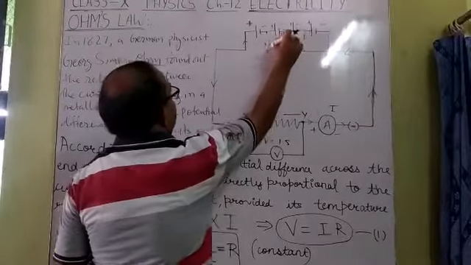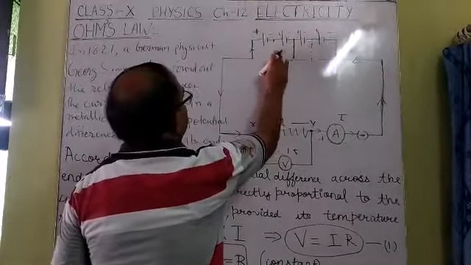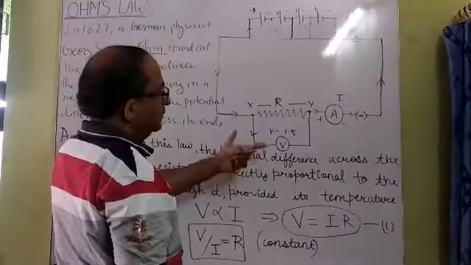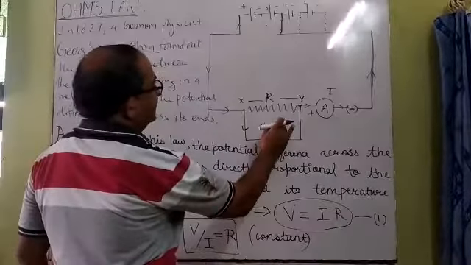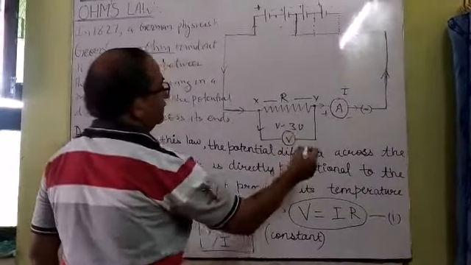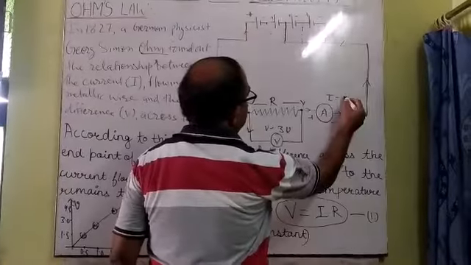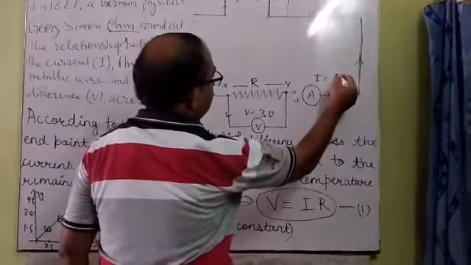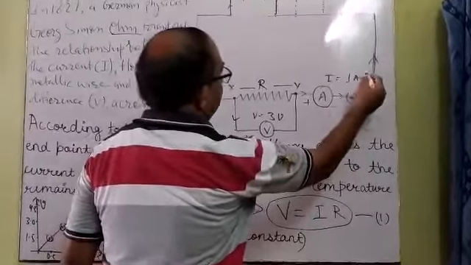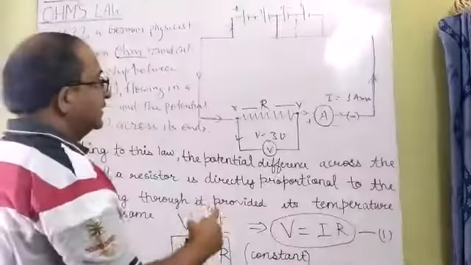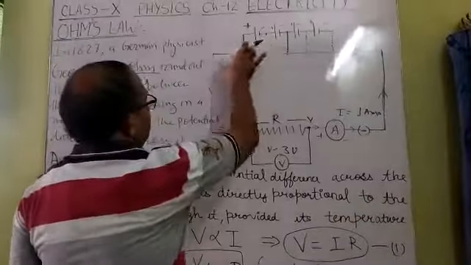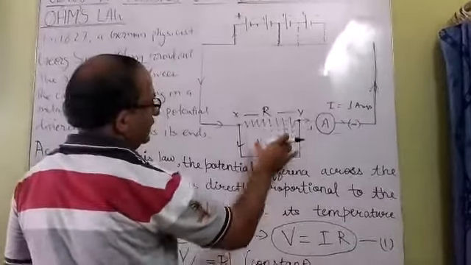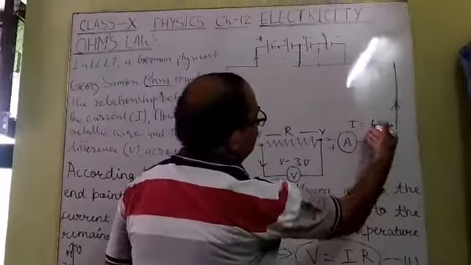Now when we darken the second line, it means 2 cells are connected. Obviously, when 2 cells are there, the potential difference across the endpoints of the wire will be double the earlier value. Earlier we took 1.5, now it becomes 3 volts. Suppose the current earlier was 0.5 ampere. When we increase the potential difference, the current also increases. This time it will be double the earlier value, meaning 1 ampere. Now if we connect 3 cells in this circuit, then the potential difference across the endpoints of the wire will be triple, and accordingly the current will also be triple.